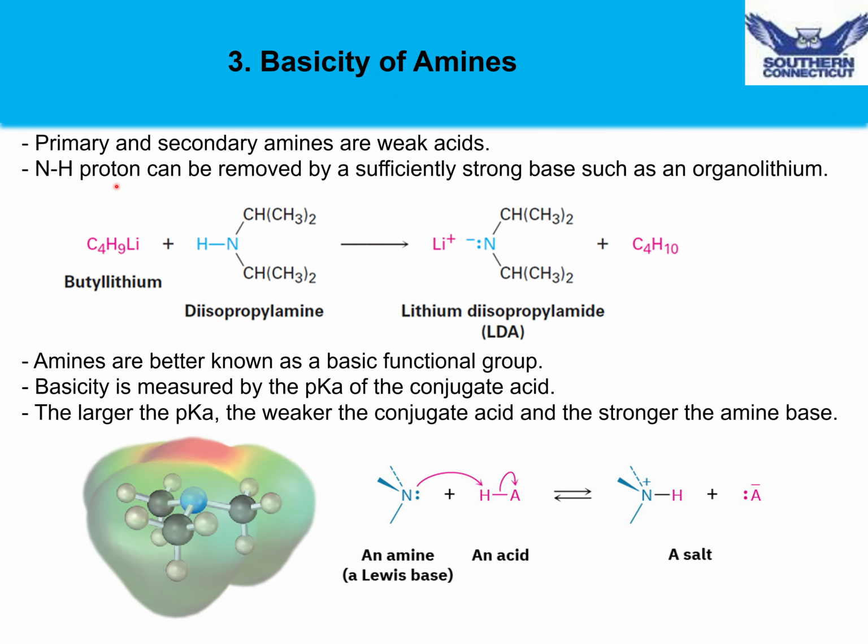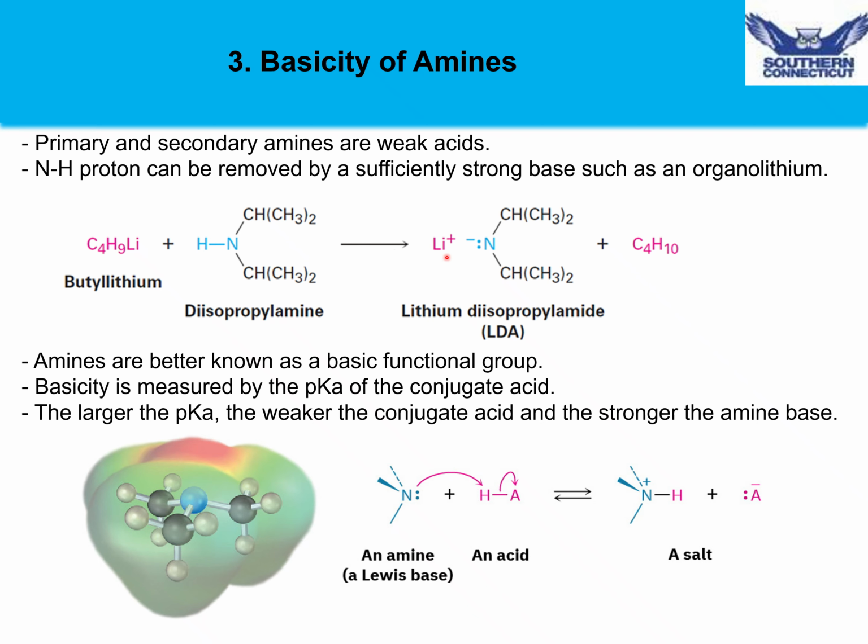Primary and secondary amines are considered weak acids. If we use a strong enough base, we can remove the nitrogen-hydrogen proton. For example, an alkyl lithium like butyl lithium can remove the hydrogen on diisopropylamine to form a base that is very useful in organic chemistry called LDA. LDA is short for lithium diisopropylamide. This is a base that we talked about previously. We typically use it to make enolates out of ketones, aldehydes, and other carbonyl compounds.